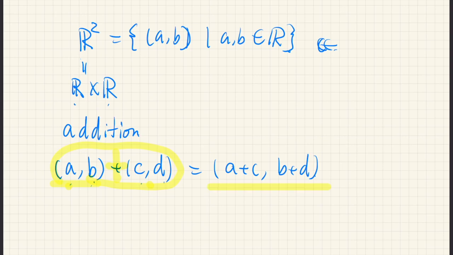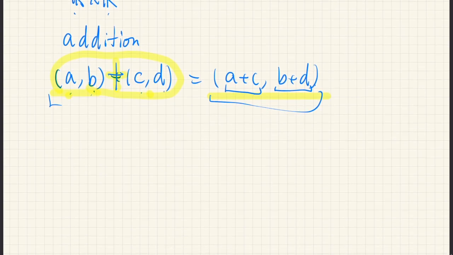On the right-hand side, we have two additions, a plus c and b plus d, but they are just addition between real numbers. So a and c are just real numbers, and a plus c is an addition between real numbers, which we already know. So by this we define this addition. Now let's see some of the properties of this addition. To begin with, we can see that this addition is commutative.